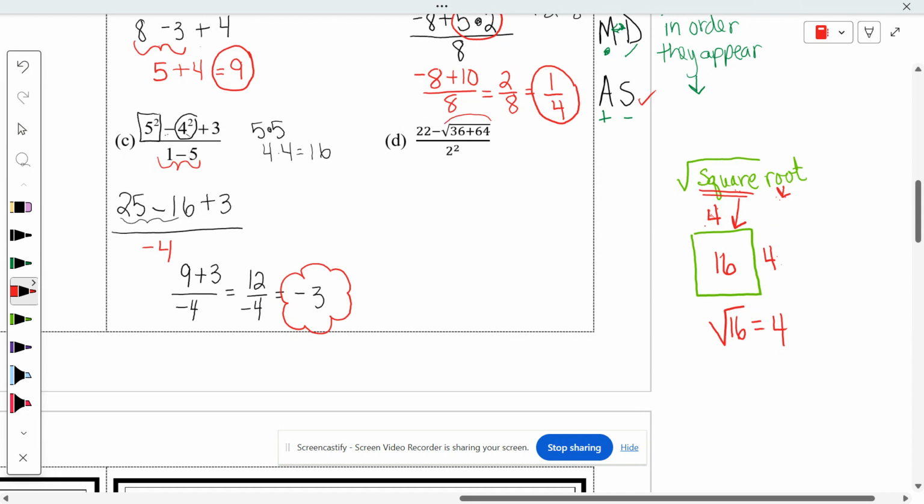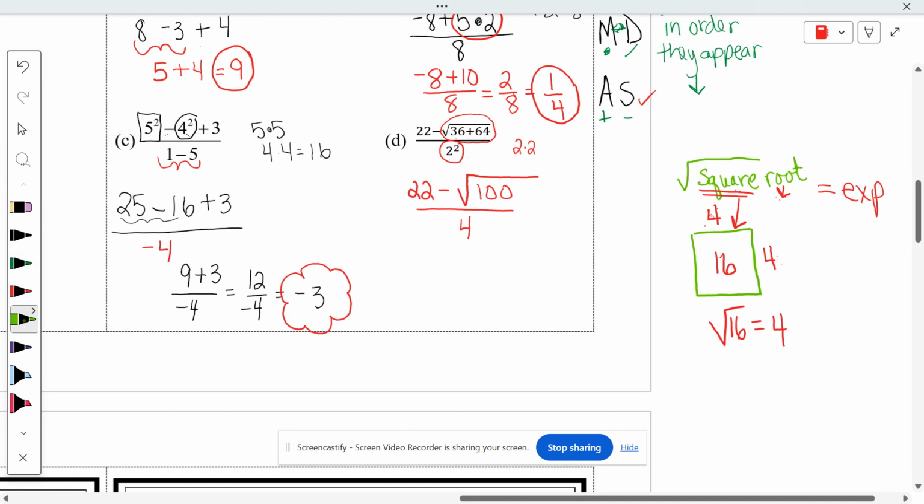So let's take a look at this. Even though this is not in your PEMDAS, a square root is essentially the same thing as an exponent, so we have to take care of that first. So I have 22 minus the square root of, well, what's underneath the square root? 36 plus 64. Well, 36 plus 64 is 100, all over this exponent, 2 squared. That's the same thing as 2 times 2, which is 4.